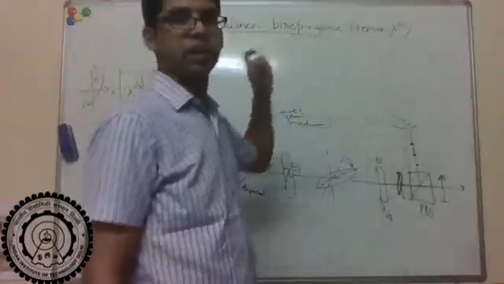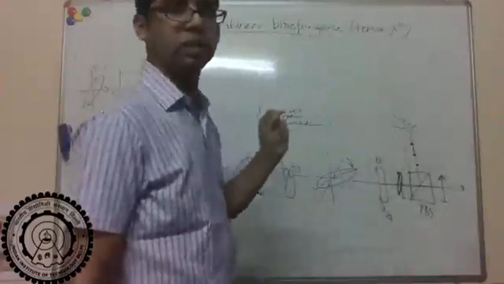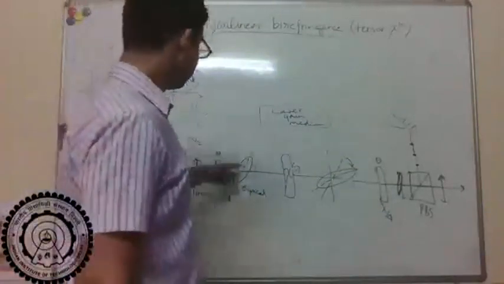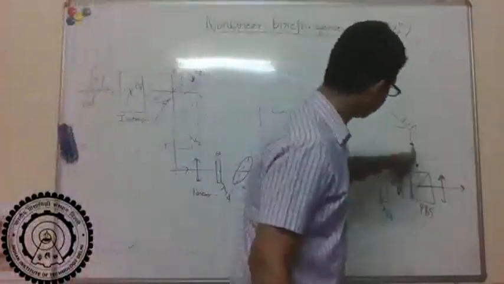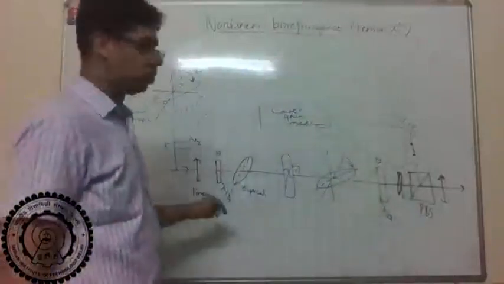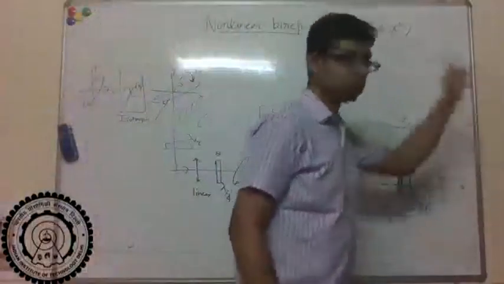We had an aperture. When the intensity was high, it self-focused and went through the aperture. So the high intensity had lower loss. Similarly here, the higher intensity will have rotation, which means it will have a reflection back into the cavity. But if the intensity is low, there is no rotation. It goes straight through and goes out of the cavity.